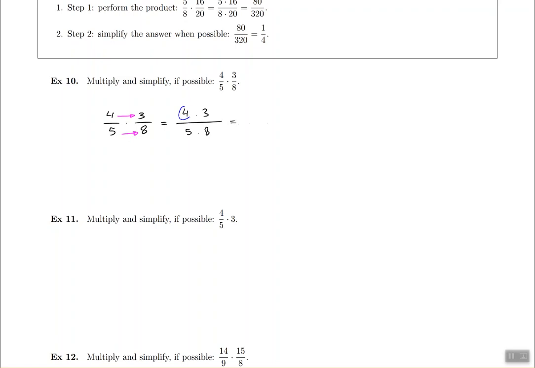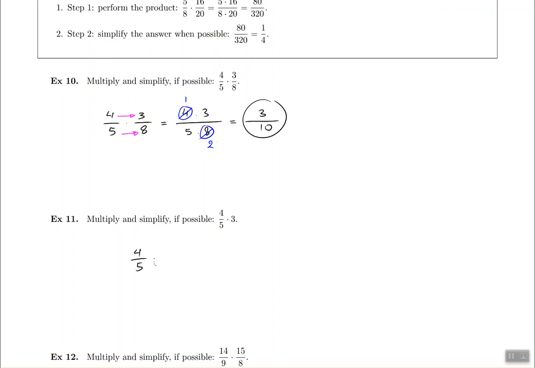So for instance, 4 and 8 can both be divided by 4. If I divide them by 4, I get 1 and 2. So this gives me basically 3 times 1, which is 3, and then 5 times 2, which is now 10. So 3 over 10 is the final answer.